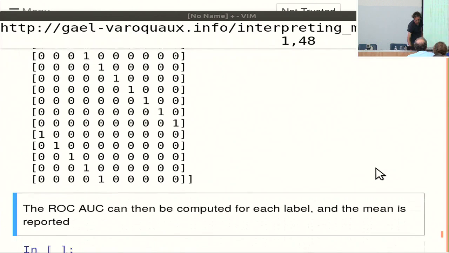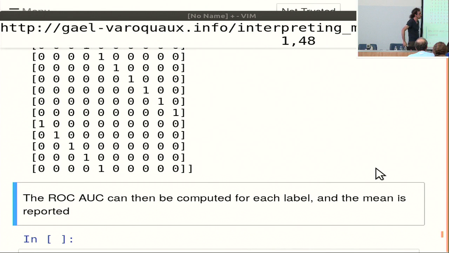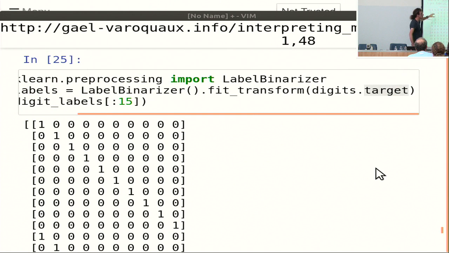Difference between multi-label and multi-class. Actually, for each row, it could be more than one. Right, exactly. If this multi-label matrix did not come from a multi-class problem that we transformed into a multi-label one, then we could have several ones in it. Okay?